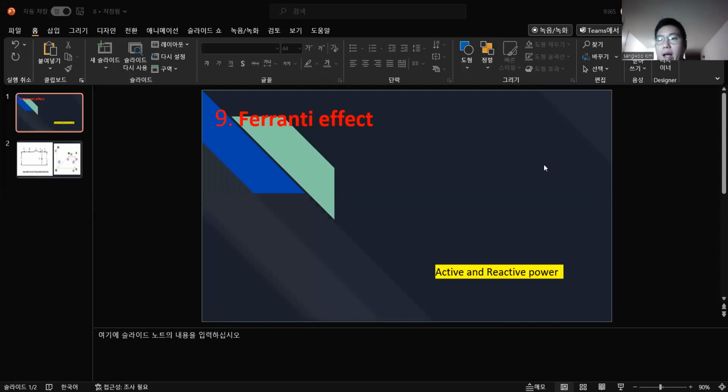Hi guys. Today we will learn about the Ferranti effect. Actually, if you understand the previous lecture, it's really easy. Let's see.